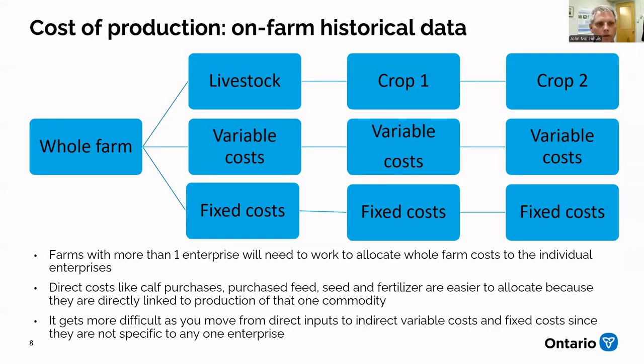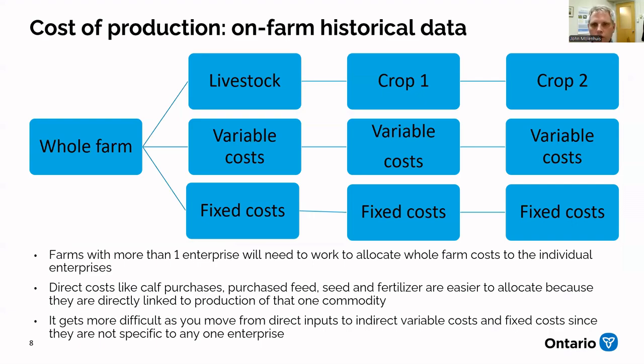When we're looking at the second cost of production approach, which is the on-farm historical data, you're looking at whole farm income and expense data that you're starting with, and then you've got to look at it on an enterprise basis.